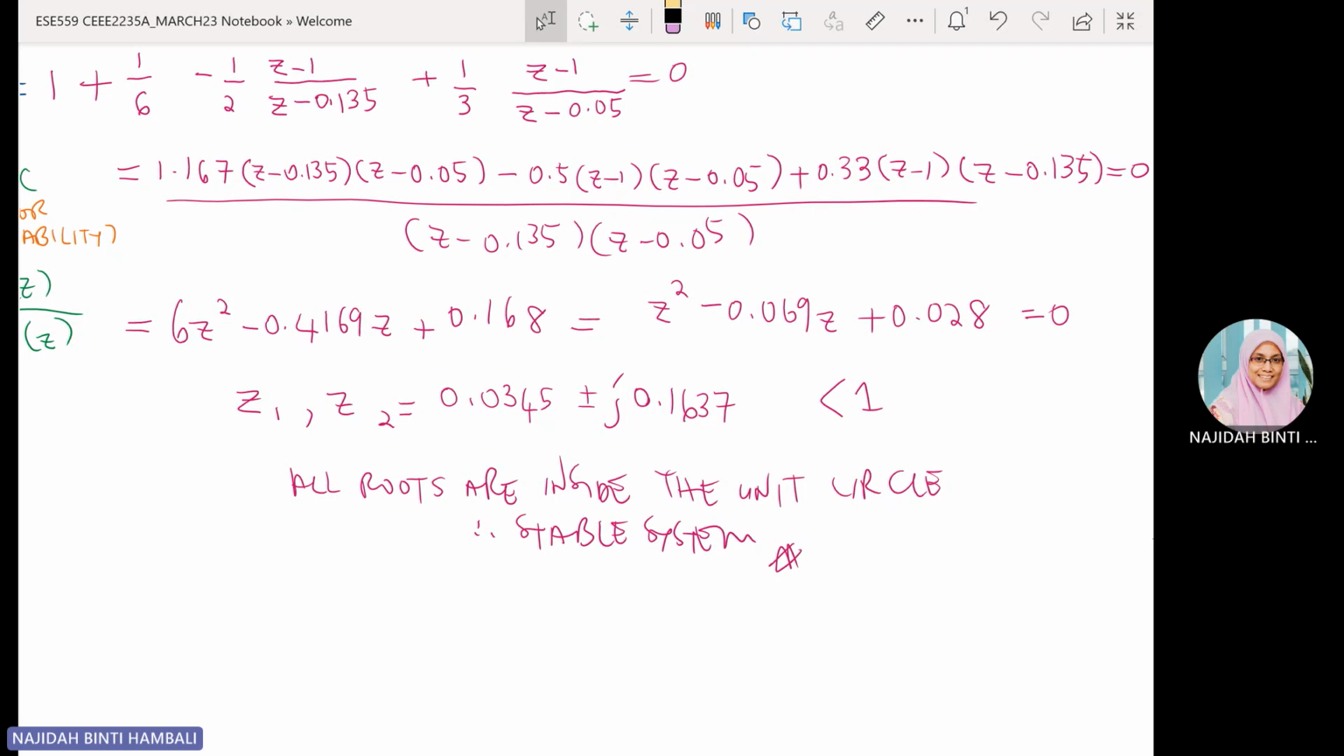Macam mana kalau dua roots? Depends, tak semestinya dua-dua kena dalam. Depends lah pada you punya equation. Kalau satu dalam satu luar, still tak stable. Tak semestinya roots ni ialah complex conjugate ke, tak semestinya. Depends pada equation you. So dia boleh jadi juga satu dalam satu luar, satu dalam satu on unit circle, ataupun dua-dua luar.